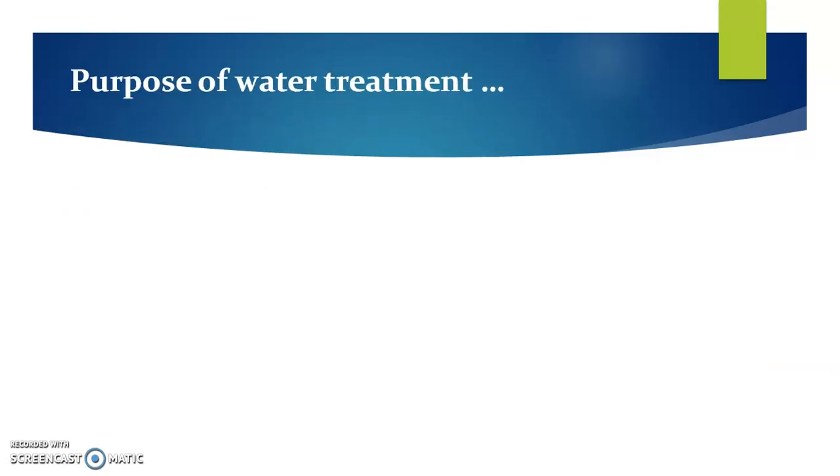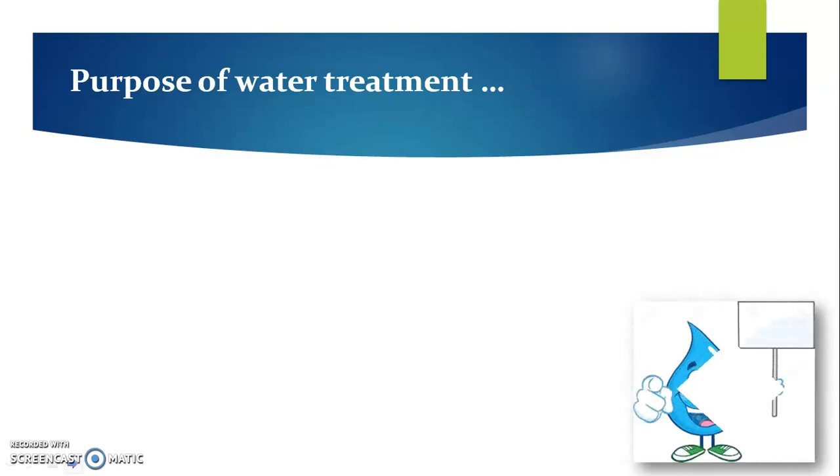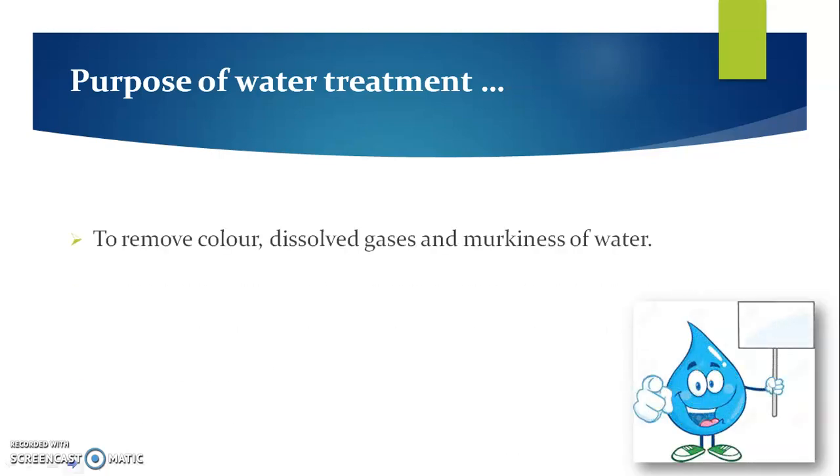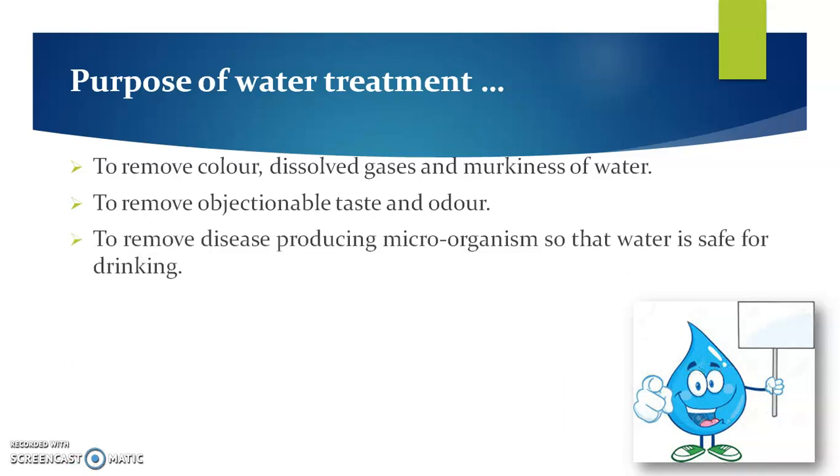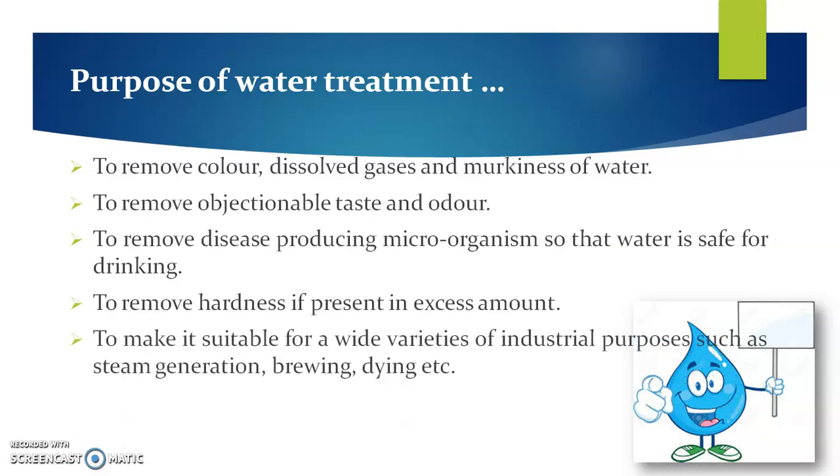Why at all we need to install the water treatment plants? The different purposes of water treatment plant are to remove color, dissolved gases and murkiness of water, to remove objectionable taste and odor of untreated or raw water which has been lifted from the source, to remove disease producing microorganisms which are present in raw water so that water is safe for drinking, to remove hardness if present in excess amount, to make it suitable for wide varieties of industrial purposes such as steam generation, brewing, dyeing, etc.